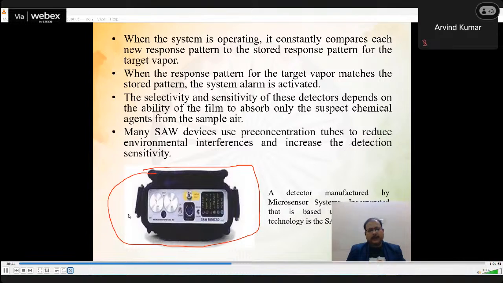Response pattern is the basic thing. If the response pattern is changed, we can suspect the chemical agent in the sample. If the response pattern is the same, then it is okay that the sample might not contain any type of chemical agent. So this is very much required.